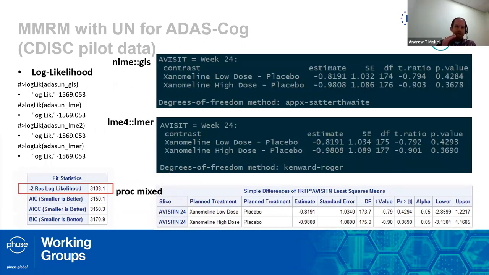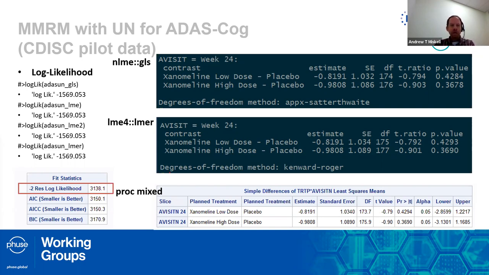The R results are at the top of the screen, the SAS results are at the bottom. On the left side is the four different simulations we ran: two with GLS, two with LME, one with LMER. We had very similar results; in this case, we had exact results to the third decimal point. And on the right side, we see the standard error and some of the other estimates and the p-values.